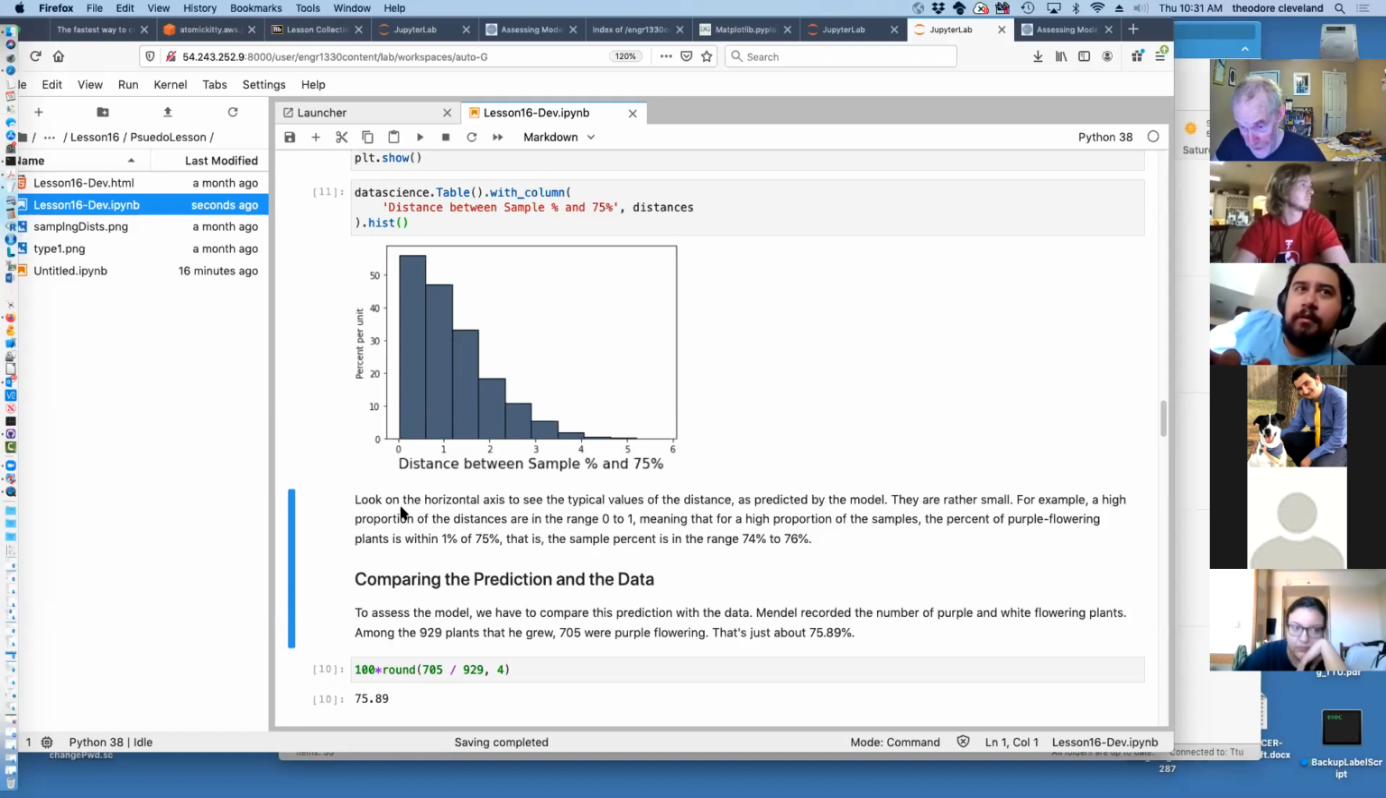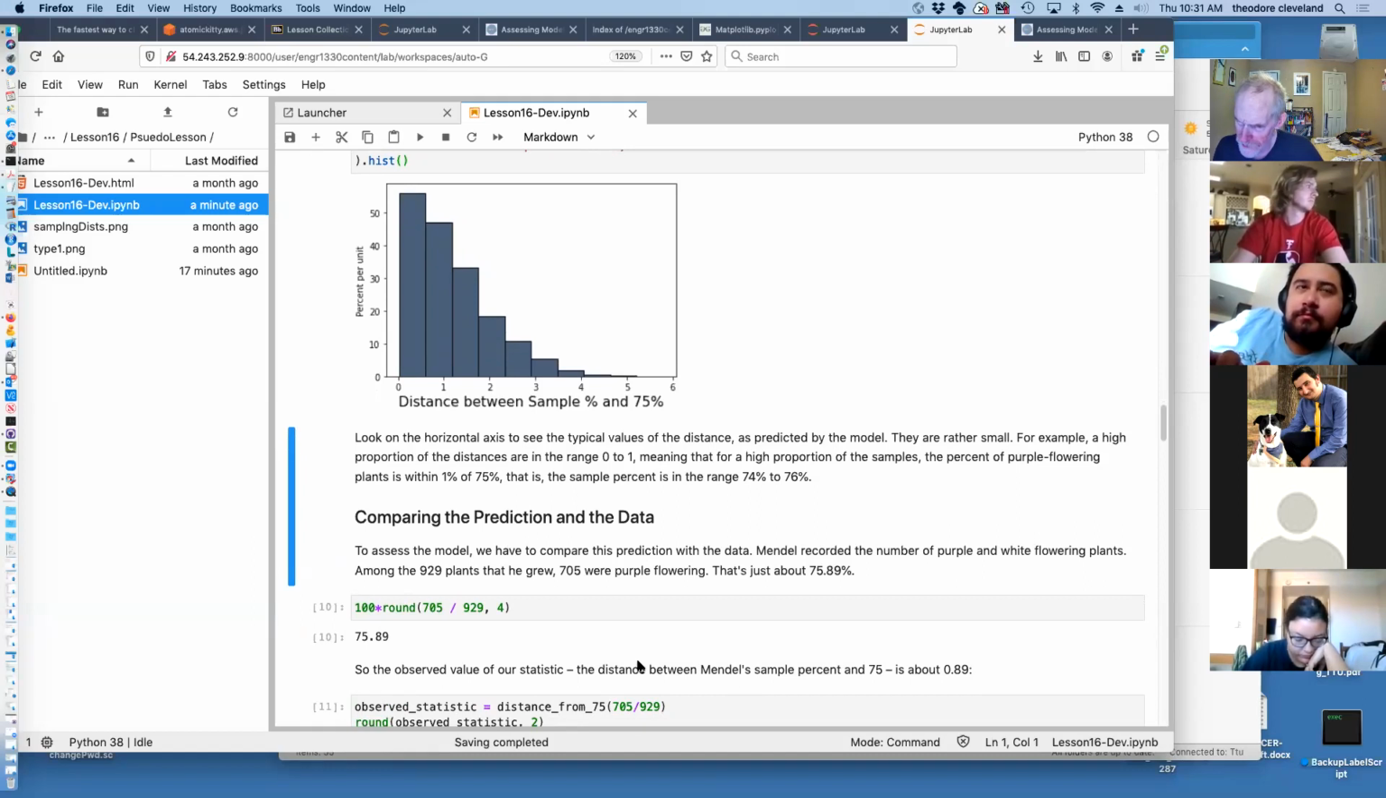So if we examine the horizontal axis to see the typical values of distances predicted by the model, they're pretty small. A high proportion of the distances are in the range 0 to 1, meaning that for a high proportion of the samples, the percent of purple flowering plants is within 1% of 75%. That is, the sample percentage is in the range 74% to 76%.